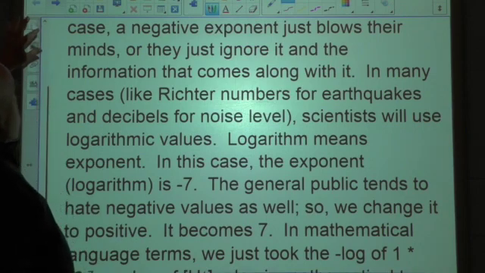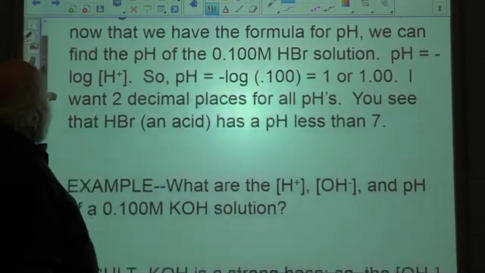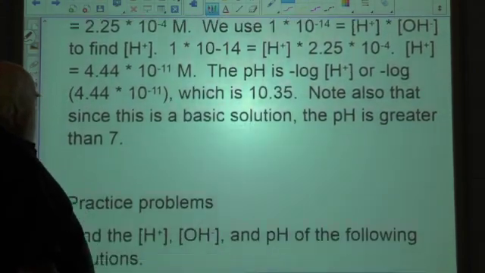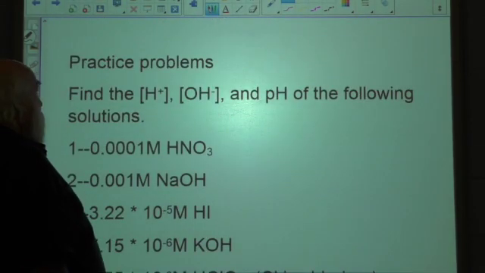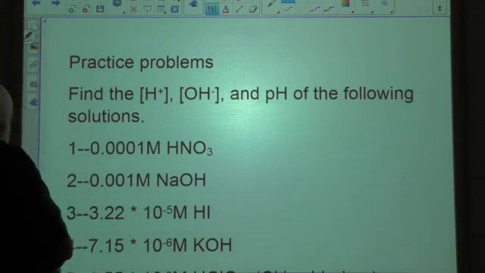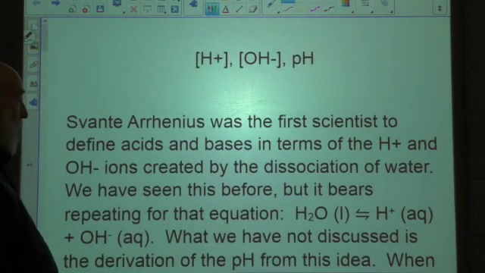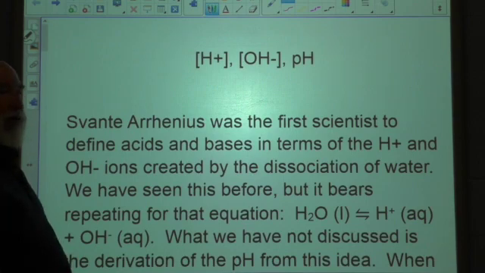So it's on this page where we have the practice problem, the end of the whole discussion there. And so let's do that again. Let's go over here. And practice problems. I want you to find the H, OH, and pH of these 5 problems. The problems the board doesn't want me to show for whatever reason. So anyway, it's on the end of the script. Have fun.